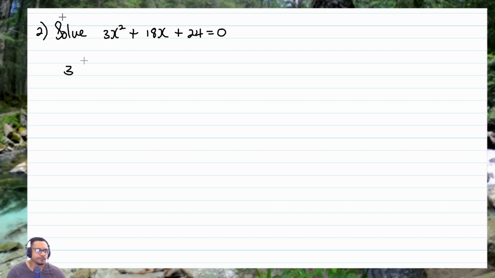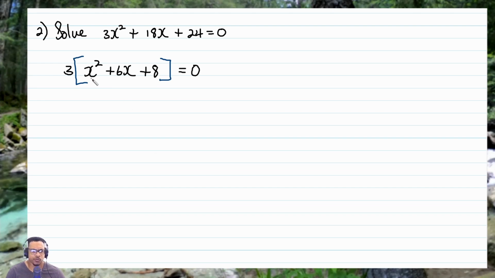So I'll have 3, open brackets, and I'll divide 3x squared by 3 and get x squared. Then I'll divide positive 18x by 3 and get positive 6x. And I'll divide positive 24 by 3 and get positive 8. Then I'll close my brackets and put this equal to 0.